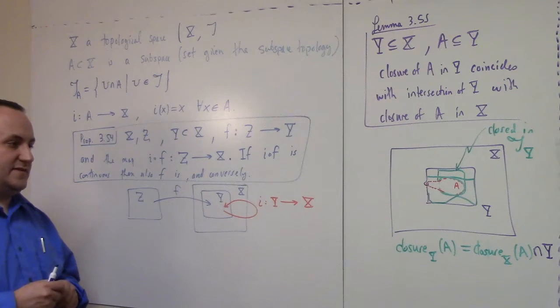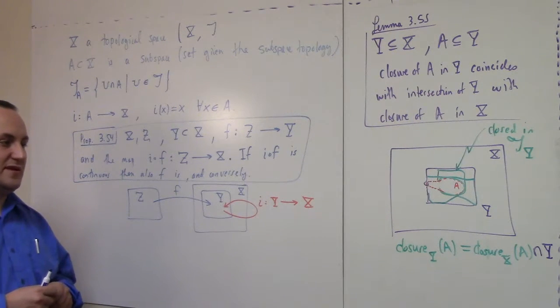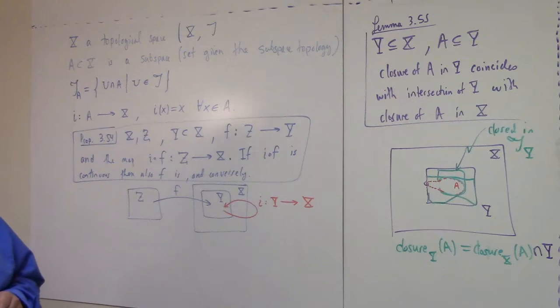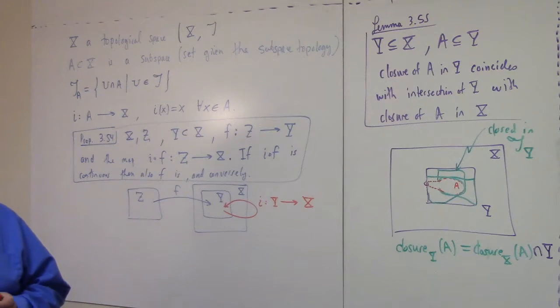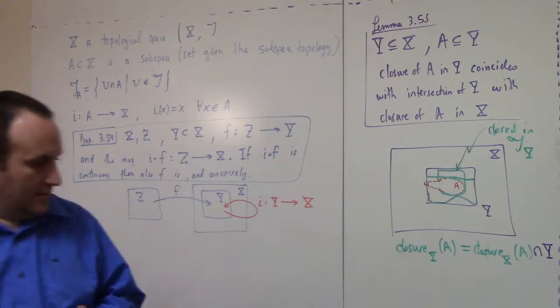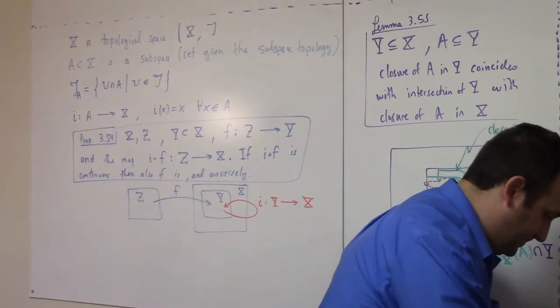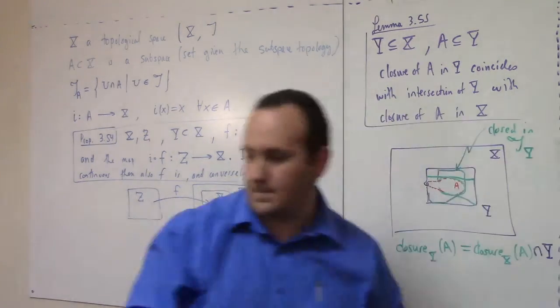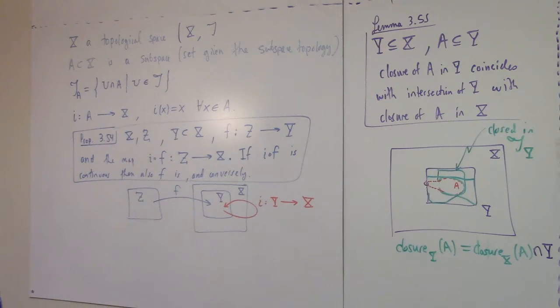But this is nice because this means that we can unambiguously refer to the closure of a subset with respect to the subspace topology. Nothing too weird happens. The proof is like 3 lines, but I'm going to go on here.